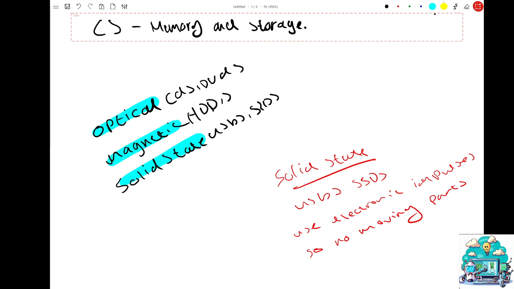But it has a limited read write cycle. Which means it will have a certain amount of read write before it basically breaks.